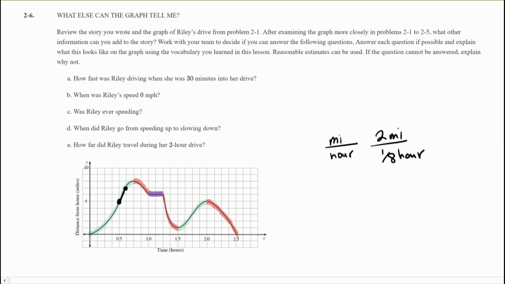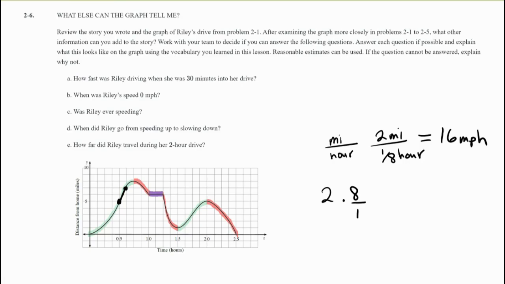And so just to simplify that to miles per hour, 2 divided by 1/8, 1/8 is the same thing as 2 times 8 over 1. So I'm going to, again, estimate here about 16 miles per hour maybe.